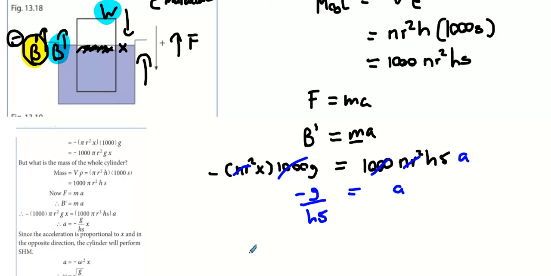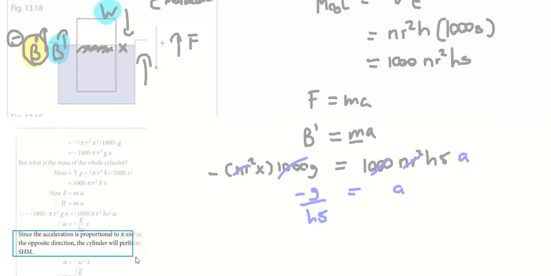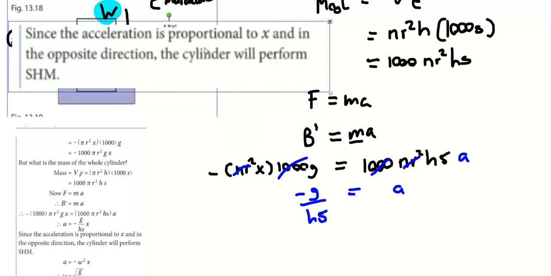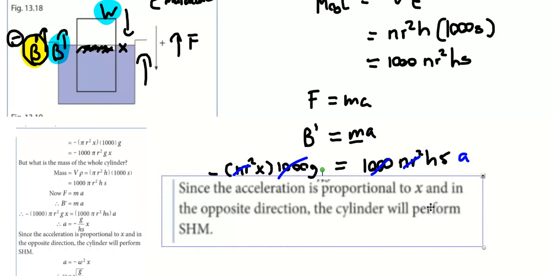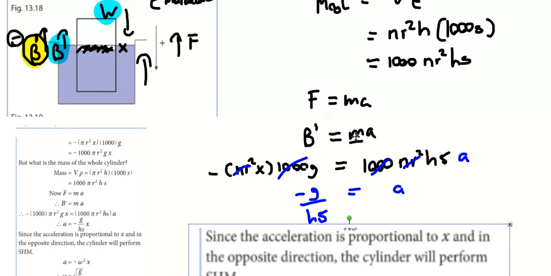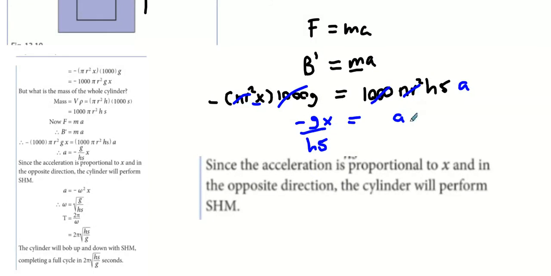Since the acceleration is proportional, we'll get this here. So this is why it undergoes simple harmonic motion. Since the acceleration is proportional to x and in the opposite direction, the cylinder will perform simple harmonic motion. We also forgot the x there. See the x? It's minus gx over hs. So a is proportional to x, but because of the minus, they're in different directions to each other.